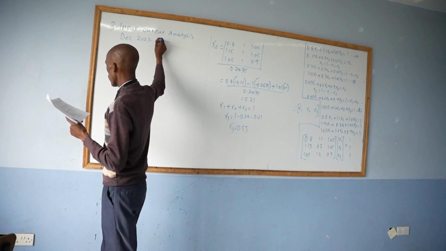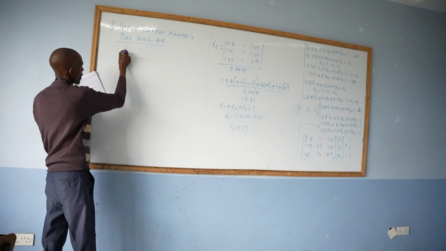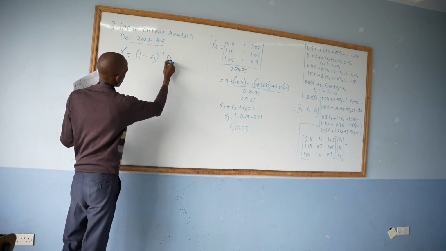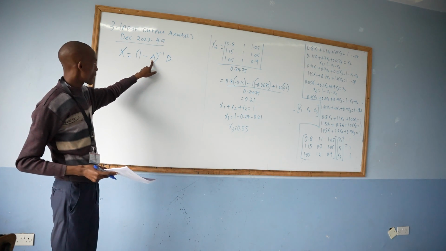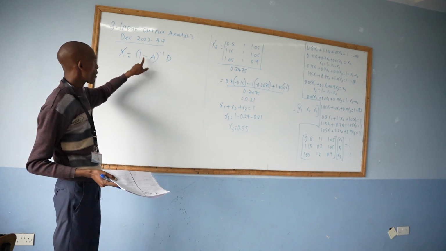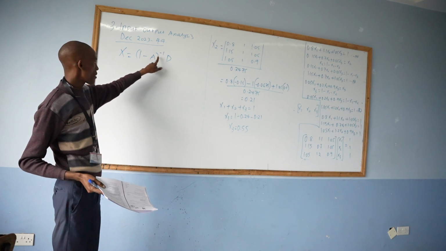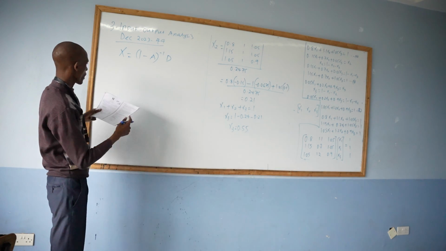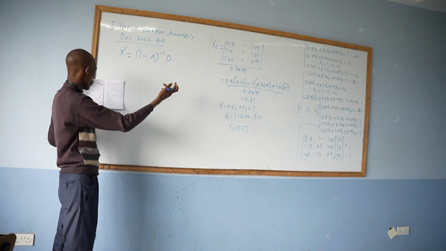So December 2023 question number 4a. We usually say under this one, the procedure is x equals (1 minus A) inverse D. X is the final output. A is called the technical matrix or technological matrix. D is the final demand. When you say 1 minus A, it's called a Leontief matrix. But the inverse of it is the Leontief inverse matrix. This is a matrix which can be 2 by 2 or 3 by 3.